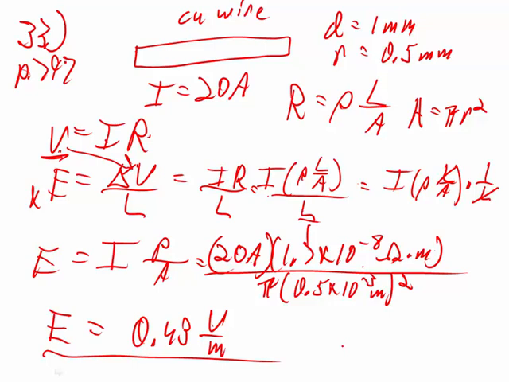Could we say newtons per coulomb? Yes, we could. But we use the units that we are given, okay? And in this problem, it was volts per meter. Okay, I hope that helps on that problem.